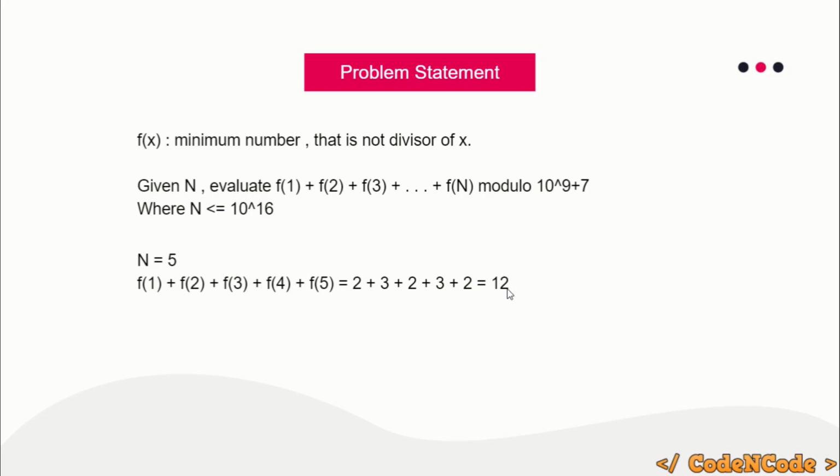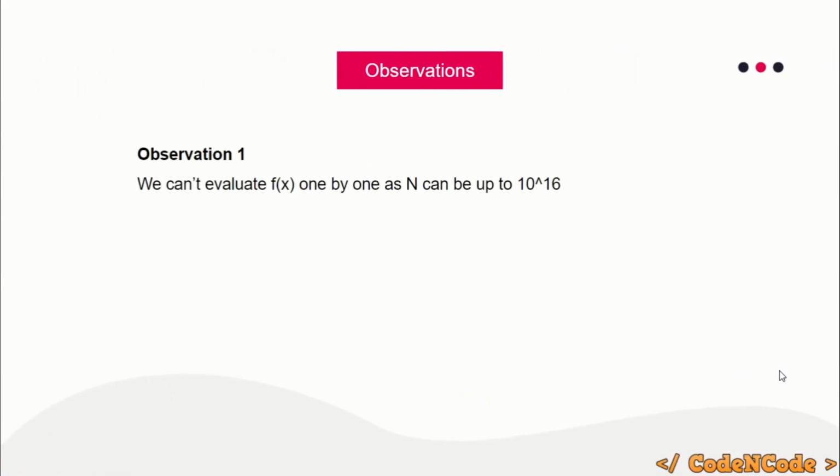So let's see how we'll solve this problem, keeping in mind that n can be as large as 10^16. So, observations. Observation 1 says clearly we can't evaluate f of x one by one as n can be up to 10^16, right? So we can't run a loop from 1 to n and evaluate f of i and then add it to the result, because of course n is as large as 10^16. It's a very basic observation, but this is important as well.